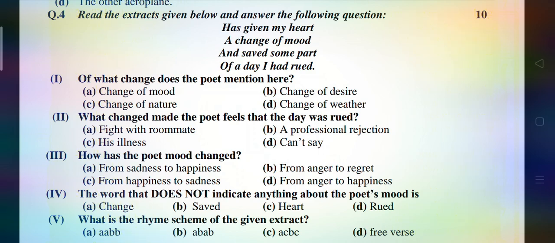Now, fourth question. Read the extract given below and answer the following question. "Has given my heart a change of mood and saved some part of a day I had rued." This poem has been composed by Robert Frost. What happens in this stanza I have already explained in my previous videos. Of what change does the poet speak here? What type of change is the poet talking about?